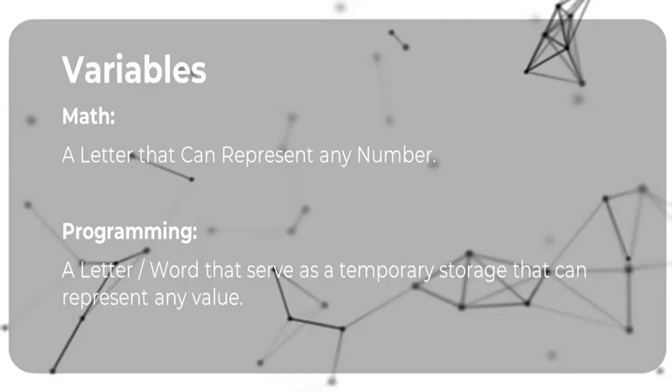Now let's define what is a variable. In mathematics, variables are letters that can represent any number. While in programming, variables are letters or words that serve as a temporary storage that can represent any value. Remember, in naming a variable, it should be descriptive. When we say descriptive, the name should have something to do with the value that it represents.